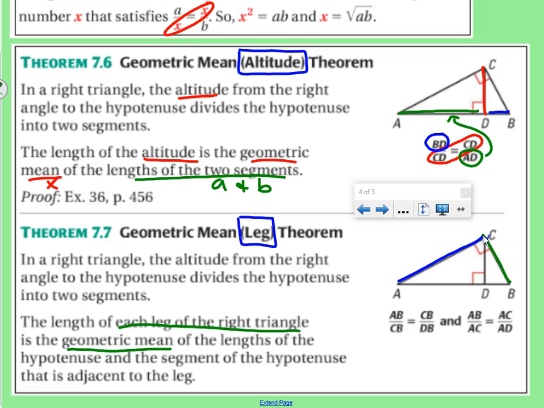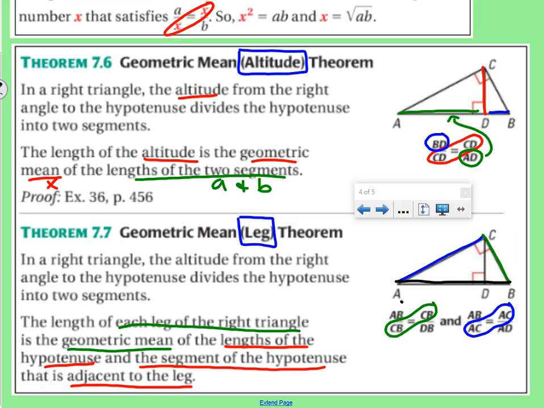So that means you're going to see those legs twice. CB, CB. It's like your x piece. Or if you're given the length of AC, you would have AC and AC. But what are they the geometric mean to? The lengths of the hypotenuse and the segment of the hypotenuse that is adjacent to the leg. So the length of the hypotenuse is this whole thing, AB. And you see that right here.